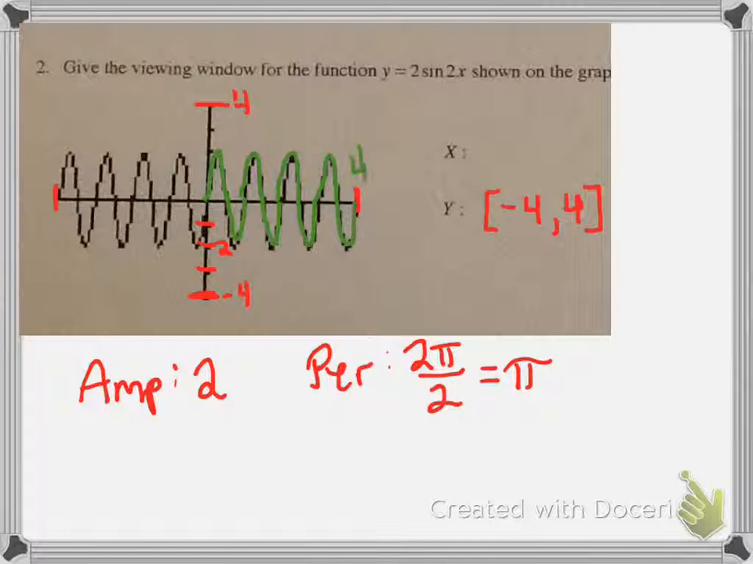So that went 4 periods out. Each period has length pi. 4 periods times pi is 4 pi. We see the same length out to the left. So our x is -4 pi to positive 4 pi.